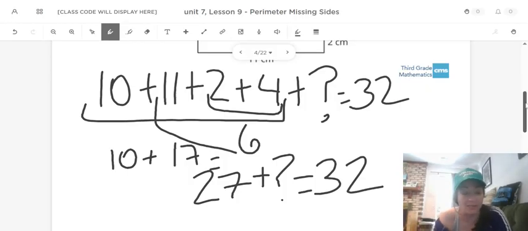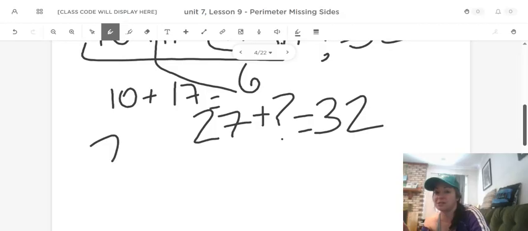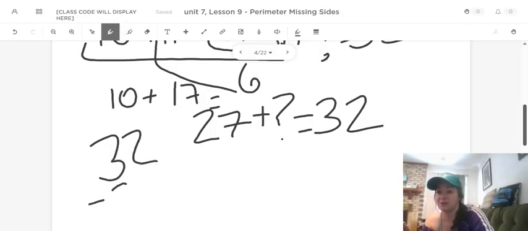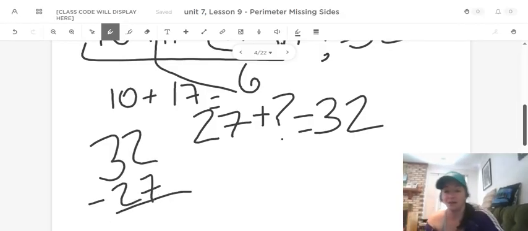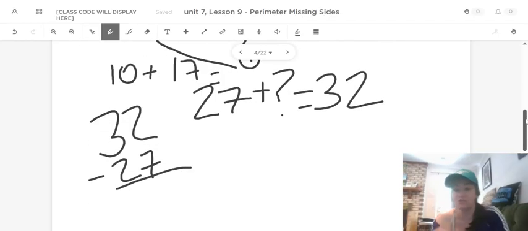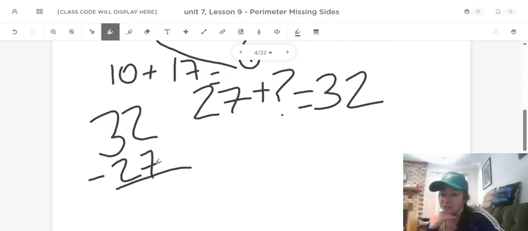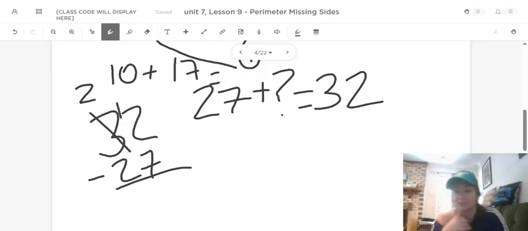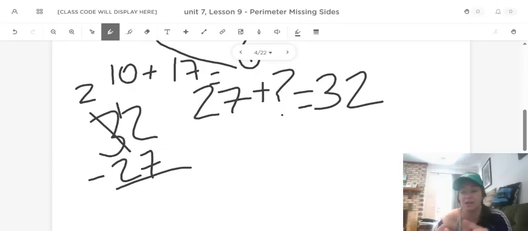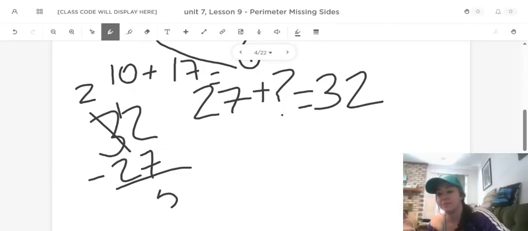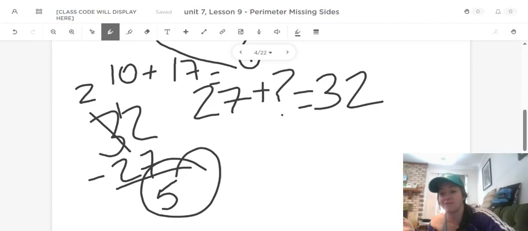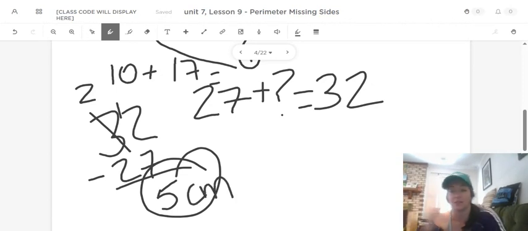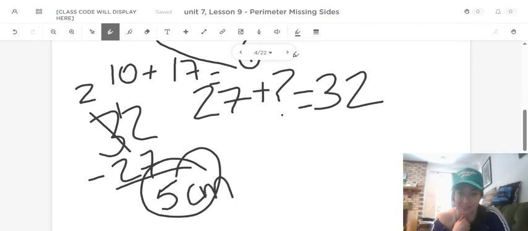Or if you want to subtract, that also works. 32 take away 27. All right. 2 take away 7. Can't do it. Let me regroup. That becomes 2 tens. That becomes 10 ones and 2 ones. 12 take away 7. 12, 11, 10, 9, 8, 7, 6, 5. 2 minus 2 is 0 to get 5 centimeters as the missing length, as the missing side.